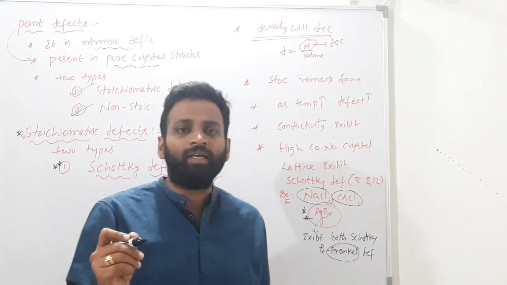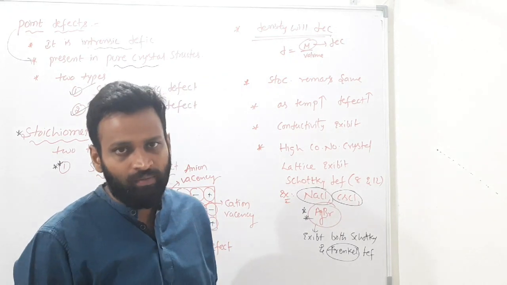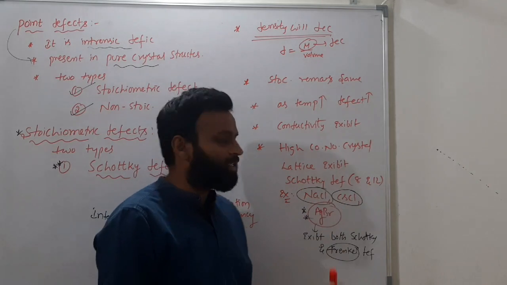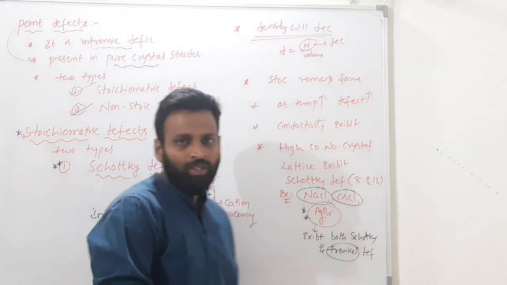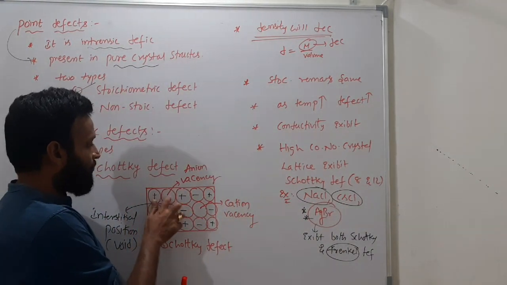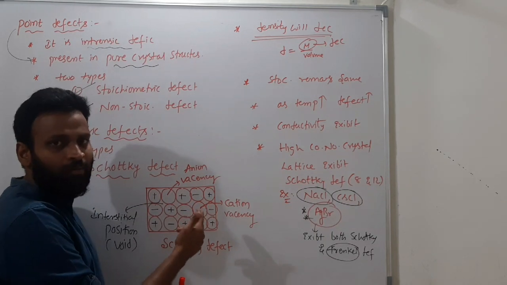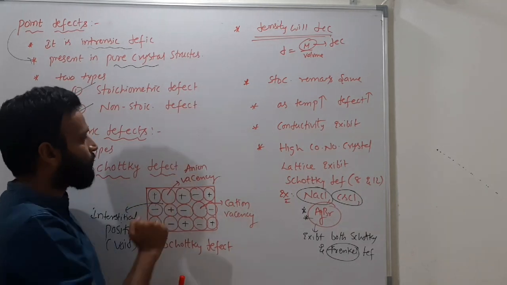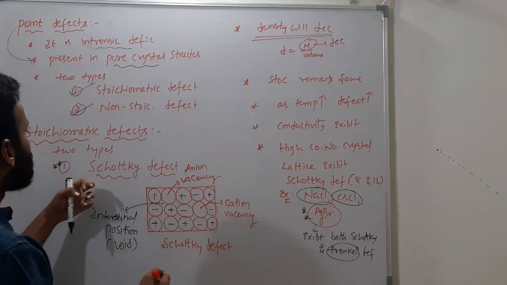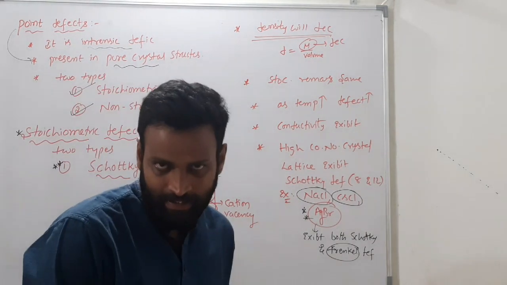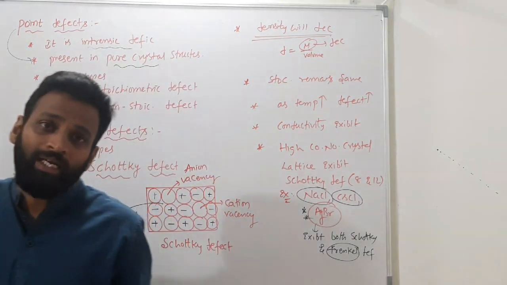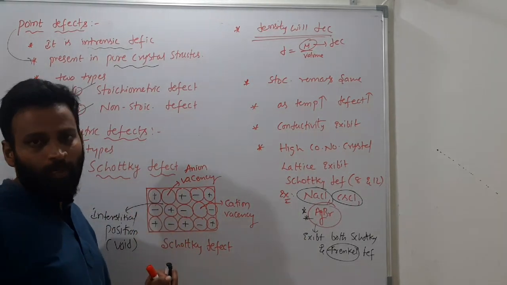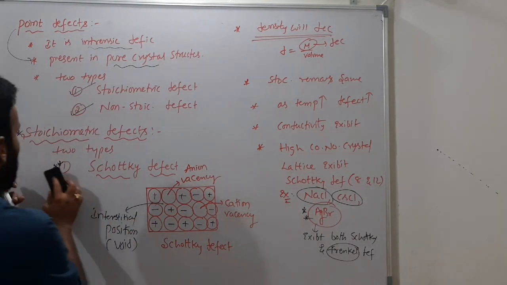Atoms forming FCC means coordination number is 12. So a high coordination number crystal lattice exhibits this Schottky defect. Schottky defect is due to vacancies of cations, with an equal number of cations and anions missing. When an equal number is missing, there is no change in the stoichiometry. That's why this is called a stoichiometric defect. Why stoichiometric defect? There is no change in the formula. Okay, so next we have to discuss.